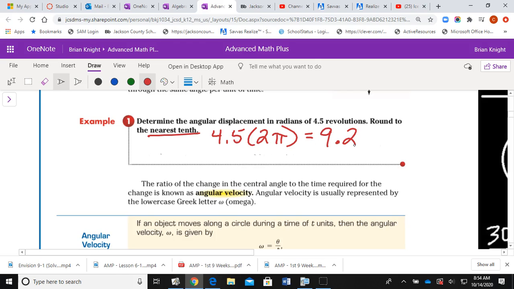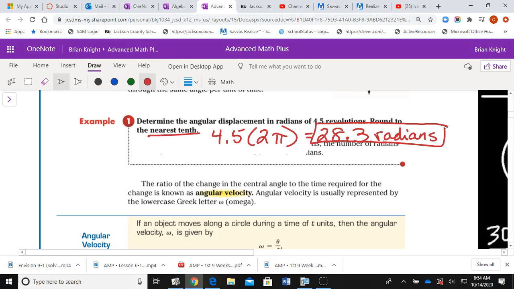Maybe I looked at the wrong thing. My bad. I'm sorry. That is wrong. It's 28.3. You're right. That didn't even make sense, did it? Because 4.5 is... Yeah, that didn't make any sense. 28 point... What was it? 3? 28.3. Okay? And that is radians. So, in 4.5 revolutions, we're going to go through 28.3 radians.